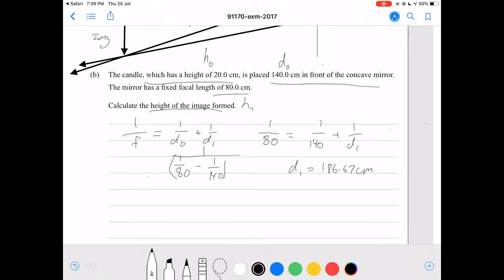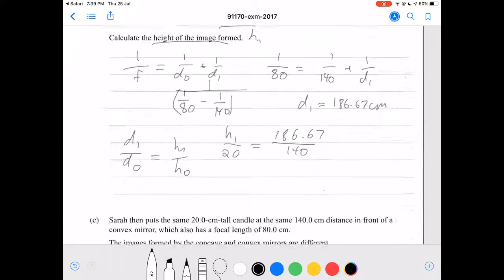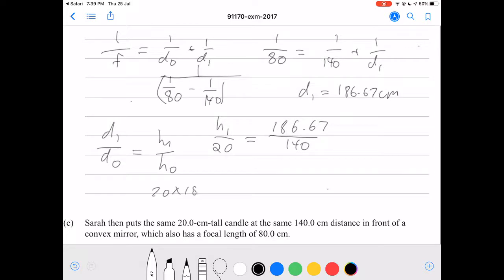Now we're going to use that DI over DO equals HI over HO. Our HI we don't know, so HI over HO, which is 20, is equal to DI, which we found out is 186.67, over our DO, which is 140. Now we're going to cross multiply, so 20 times 186.67 equals 140 HI. If you solve for HI, we should get the answer.